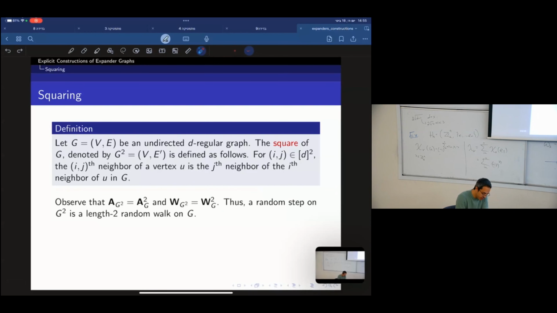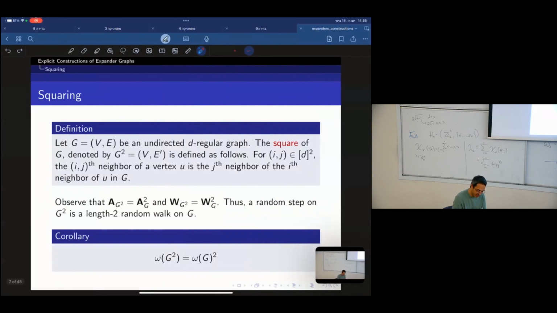So the obvious thing about the square, but that we know already, is that the adjacency matrix of the squared graph, if we define it with these labels, is the square of the original adjacency matrix of G, and also the random walk matrices. In particular, this was there from before, and this is the new addition. It means that omega of G squared is omega of G, squared. So you see, it's a better expander. Why? Because all the eigenvalues are getting squared.